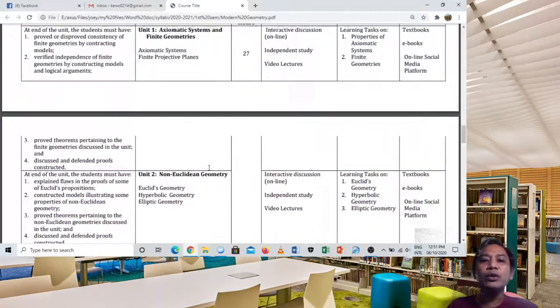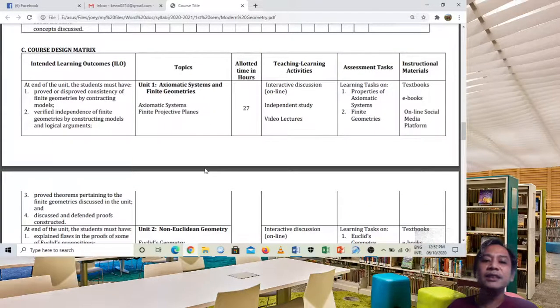The first unit is called axiomatic systems and finite geometries. Here, as I have said, the concept of axiomatic systems would be introduced. So we can see how most branches of mathematics were developed, starting with the terms, the axioms, and then the theorems that were derived from the axioms, or the assumed true statements, in the body of knowledge.